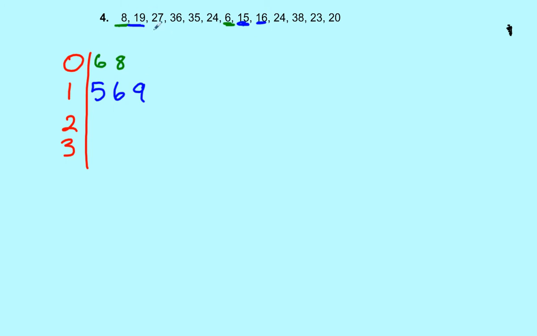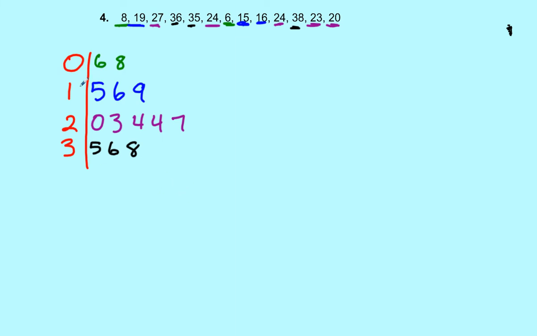Alright, when our stem is a 2, we have 27, 24, 24, 23, and 20. Okay, so smallest one here is 20, then 23. Then we have two 24s, so we write down 4 2 times, so we represent both of those numbers. And then 27. Okay, our very last one, our 30s, so we have 35, 36, 38. 5, 6, 8. Okay, and there's your stem and leaf plot.